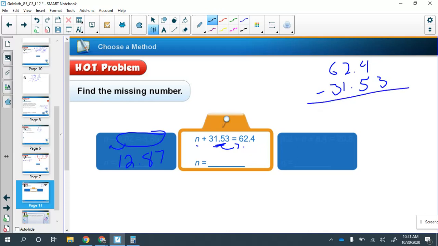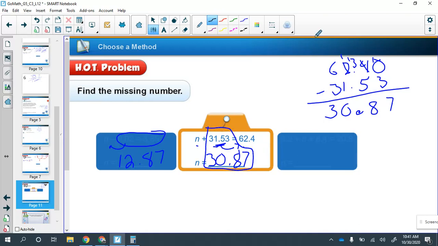Now here, there's nothing in this place, so I'm going to fill it in with a 0. This becomes a 3, so I can do my regrouping. 10 minus 3 is 7. I need to do a little bit more regrouping. 13 minus 5 is 8. Don't forget your decimal. 1 minus 1 is 0, and 6 minus 3 is 3. So the answer here is that n equals 30 and 87 hundredths, because if I added these two pieces together, I would get that.